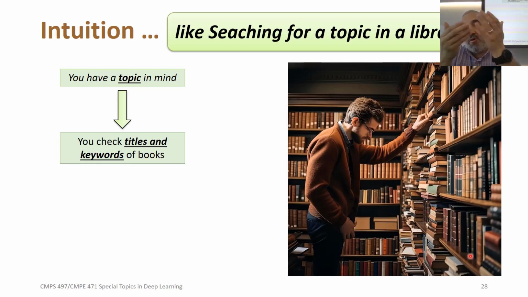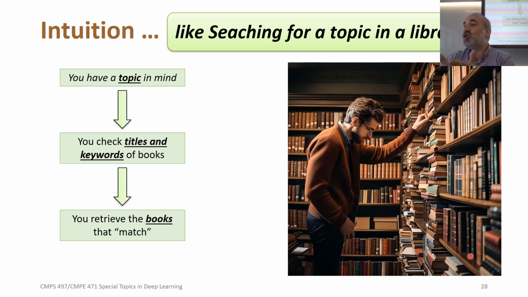It's not just one book. I'm looking for a topic, right? So it can be part of that book. It can be one chapter of that book. It can be multiple chapters in that book. It can be one page in that book, right? And then I will gather or retrieve these books and read them, right? So that's the third step, to retrieve the books that match the topic that you have, right?